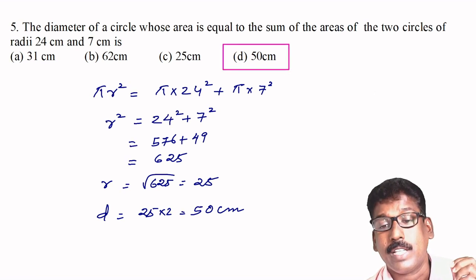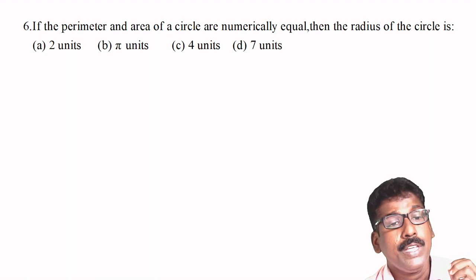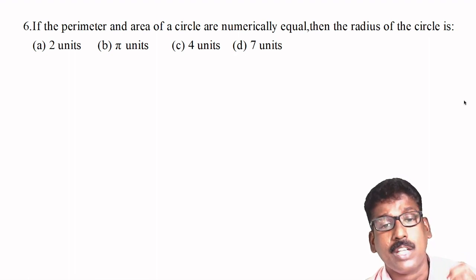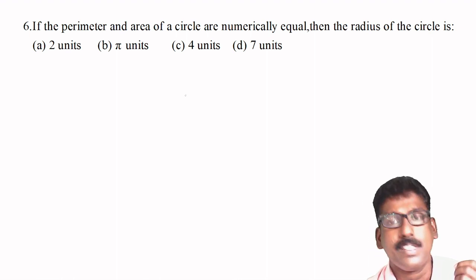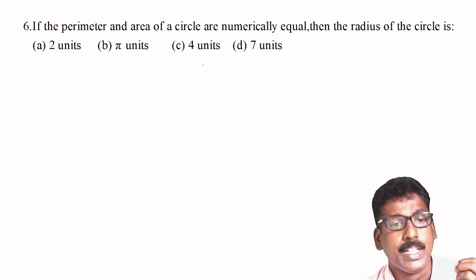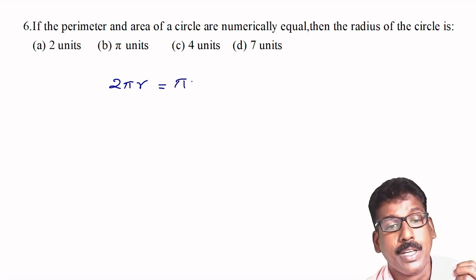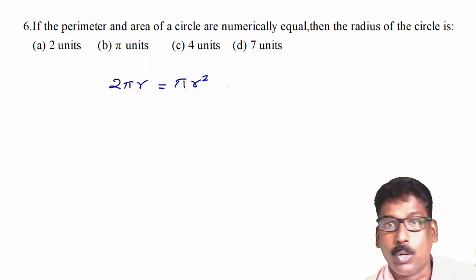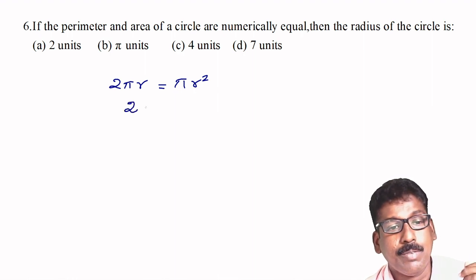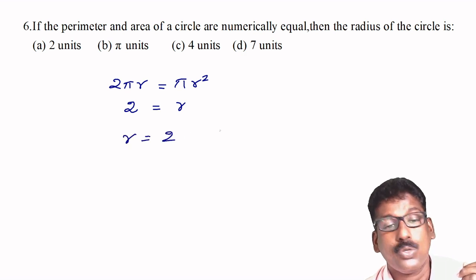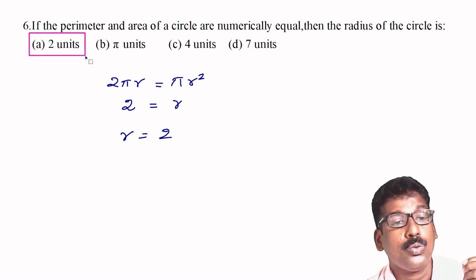Now let us look at the next question. It is, if the perimeter and area of a circle are numerically equal, then the radius of the circle is. It's a very simple question. Let R be the radius, then perimeter you can write as 2 pi r, which is equal to area of the circle pi r square. Divide throughout by pi r. So here it will be 2 and here it will be r. That is radius is equal to 2 units. So the answer is A, 2 units.